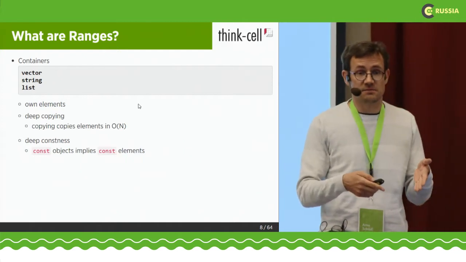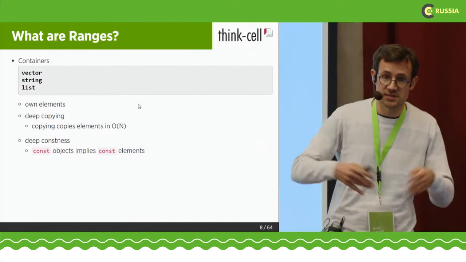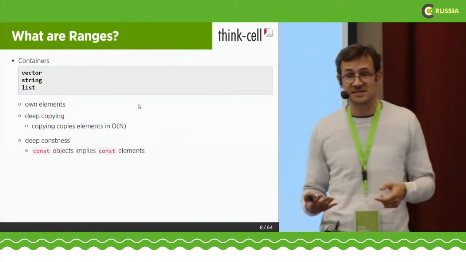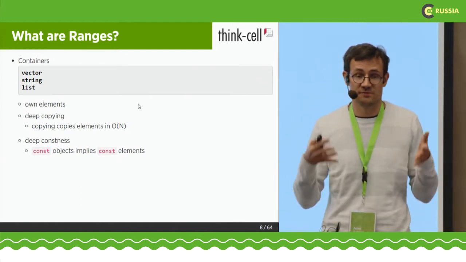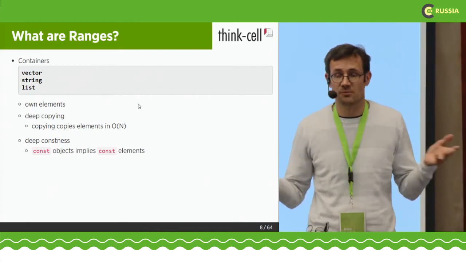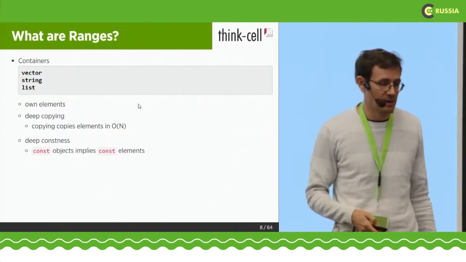These containers are usually owning their elements. So when you throw away the containers, the elements get destroyed. They have deep copy semantics. So when you copy the container, the elements get copied. And they have deep constness. So if you have a const version of the container, then all your elements are const. You can't modify the elements. You think, well, that's quite natural, right? I mean, that's how it should be.